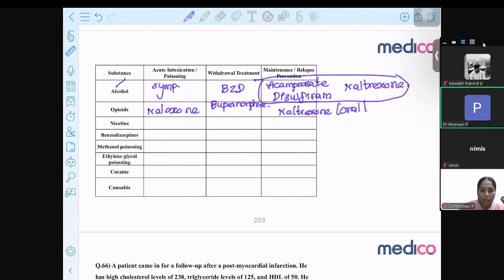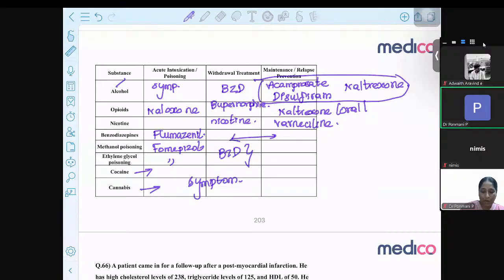And for nicotine, you can go for nicotine patch. And for maintenance, just now we saw a drug, varenicline. And for benzodiazepines, the acute intoxications, you can go for flumazenil and you can treat it symptomatically. For methanol, it is fomepizole, and even for ethanol also it is going to be fomepizole, and benzodiazepines play a role in withdrawal treatment also. And for cocaine and cannabis, it is mostly symptomatic treatment throughout. Okay, so do not forget this.